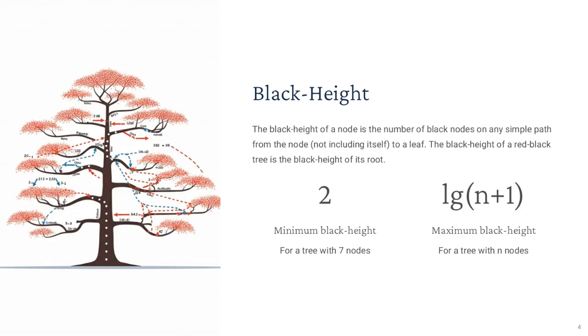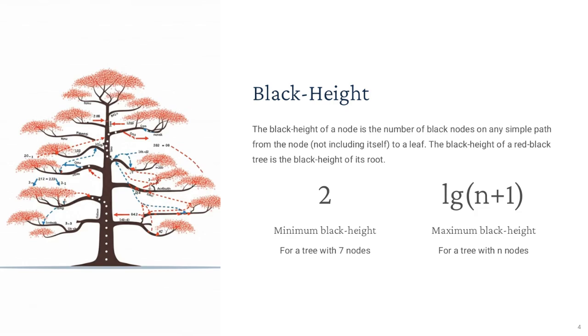The concept of black height is fundamental to red-black trees. The black height of a node is defined as the number of black nodes along any simple path from that node to a leaf, not including the node itself. This measurement is consistent for all paths from a given node to its leaves due to the fifth property of red-black trees. For example, the black height of the root determines the overall balance of the tree.